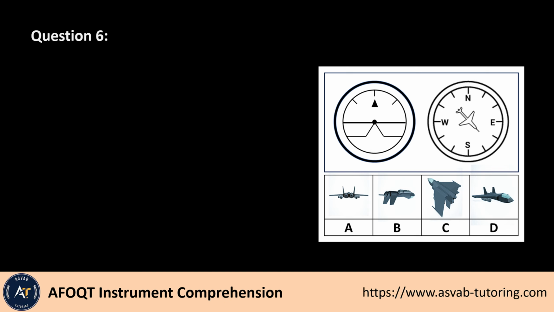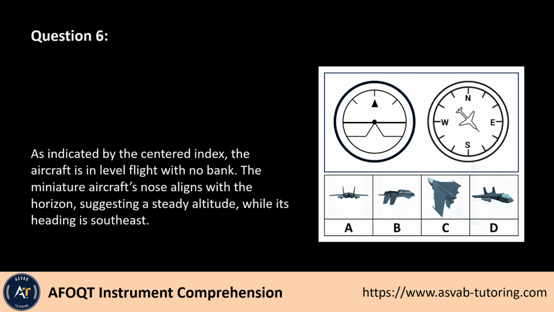Question 6. As indicated by the centered index, the aircraft is in level flight with no bank. The miniature aircraft's nose aligns with the horizon, suggesting a steady altitude, while its heading is southeast. This matches option D.